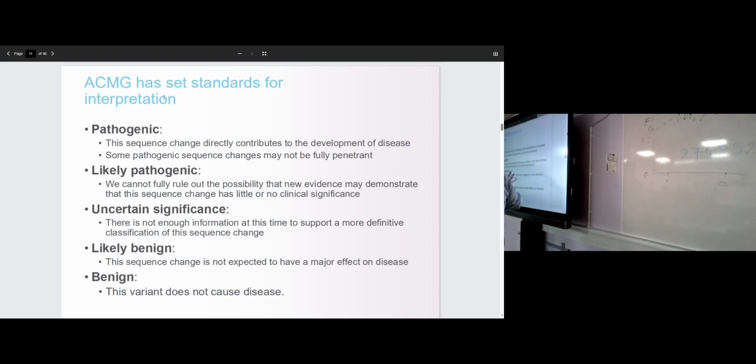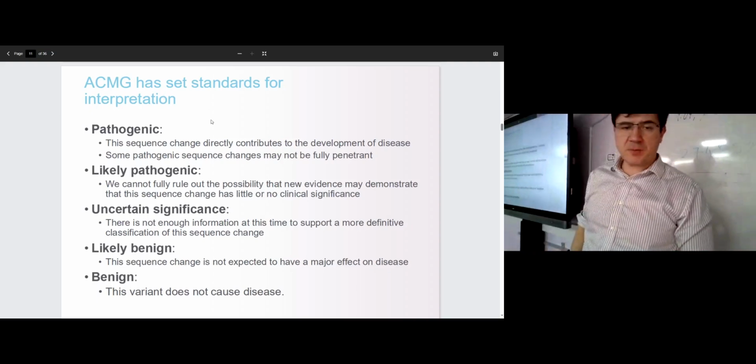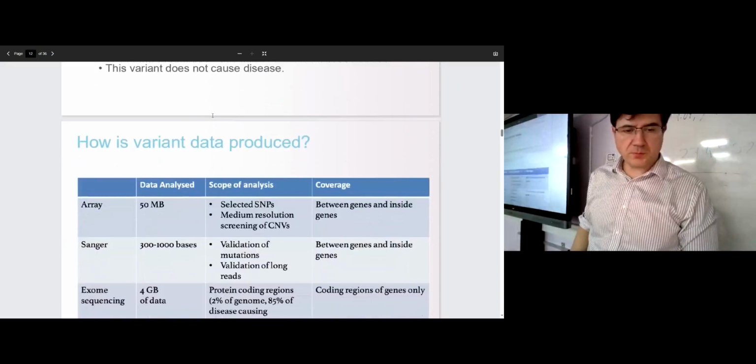So basically, for every single variant that you can see, you're going to want to identify those that are pathogenic or likely pathogenic. The other three, we're not that interested in. Okay, so every variant we classify according to this standard, which has now become adopted worldwide.